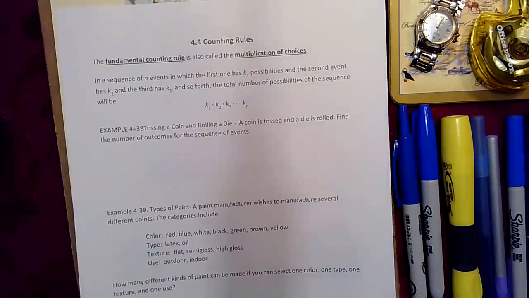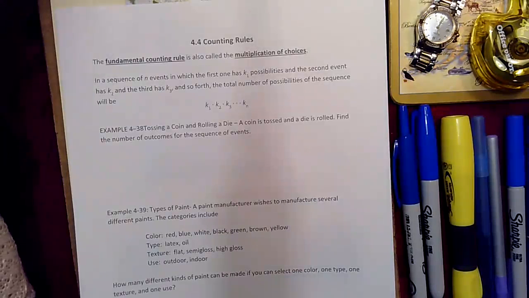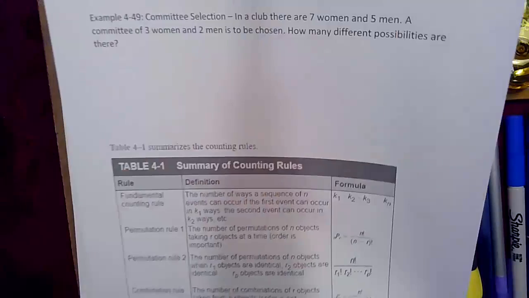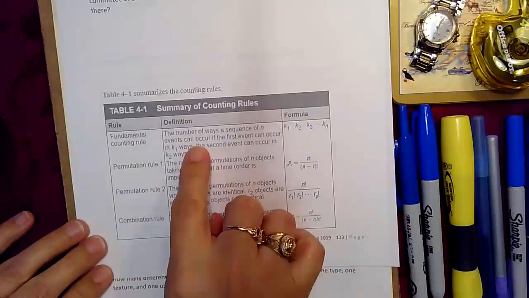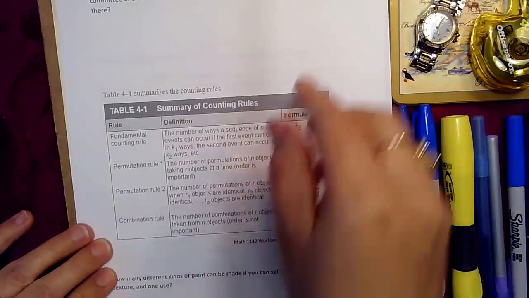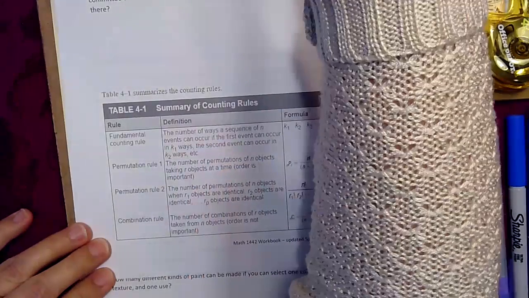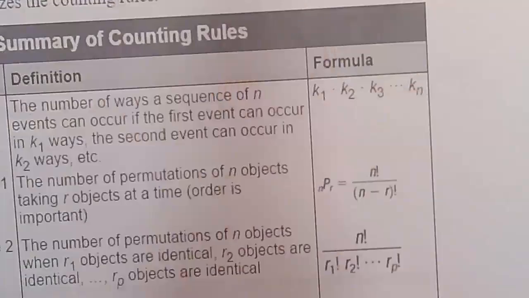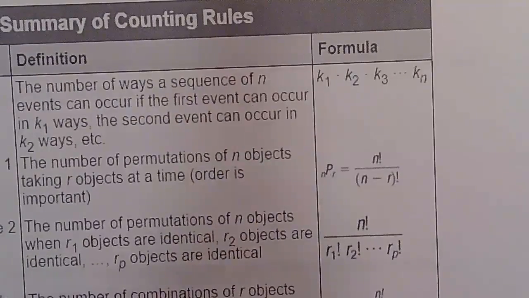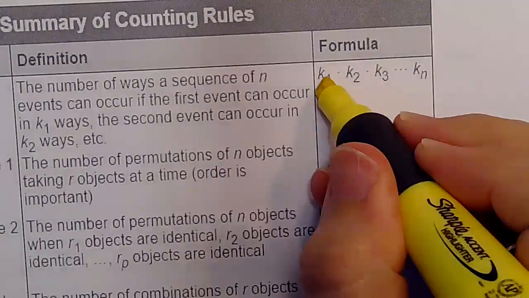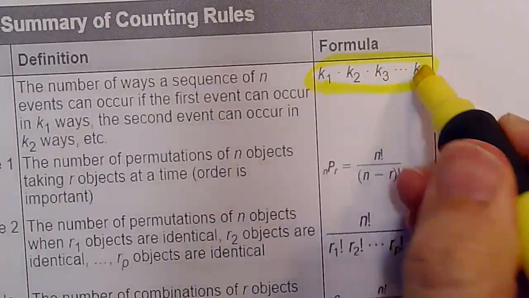The first thing is I want you to notice towards the back of this section 4.4, we have an important summary of the counting rules. On your quizzes and tests, I generally want you to provide the formula or the symbol, then the substitutions, and then your answer. You identify your answer, but you support your answer with your work. So these are the kinds of formulas and things that I'll want.